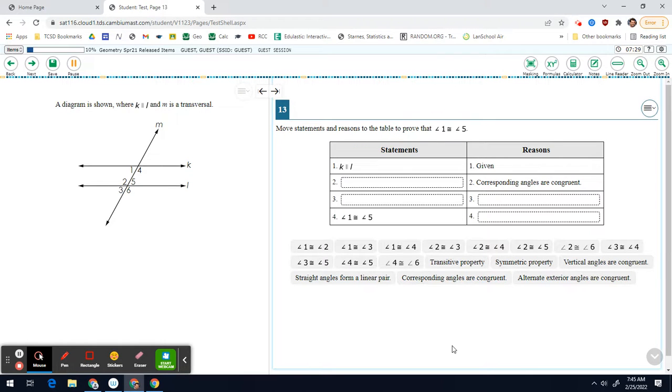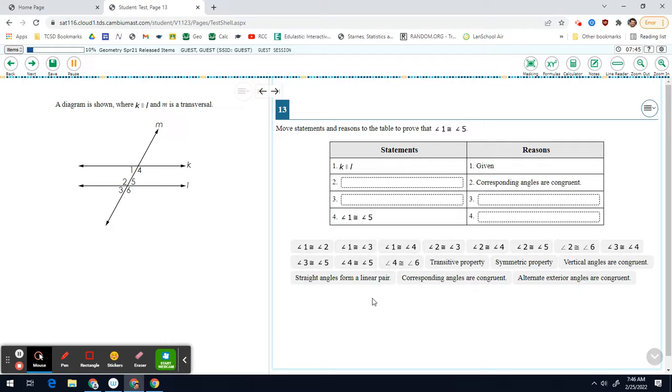Geometry OST, Spring 21, question number 13. It says a diagram is shown where K is parallel to L and M is a transversal. Move statements and reasons to the table to prove that angle 1 is congruent to angle 5. So this is definitely a topic 2 parallel lines problem.